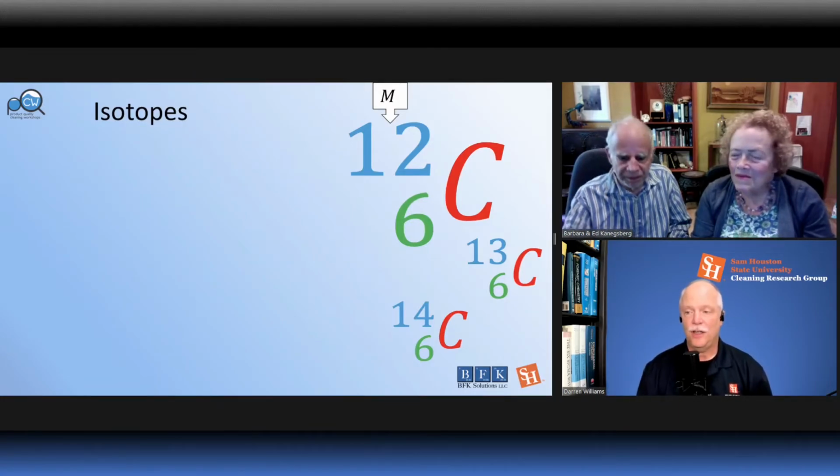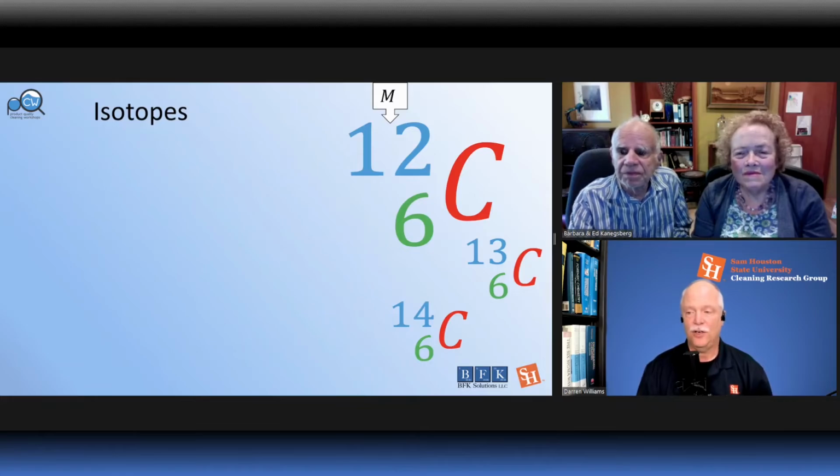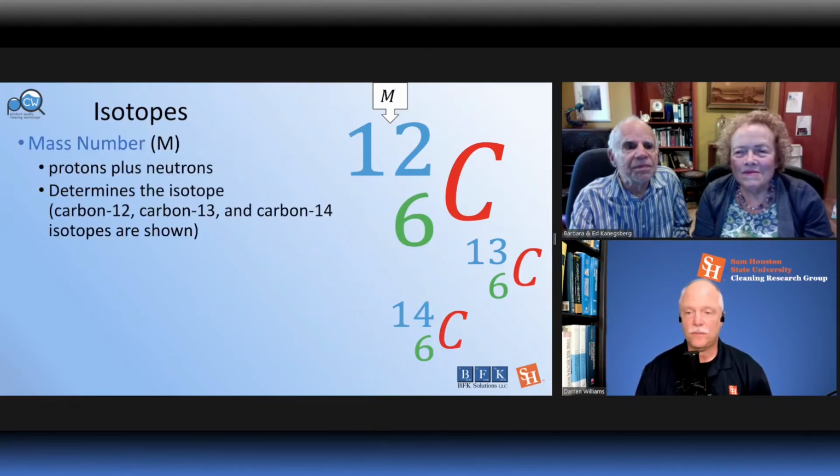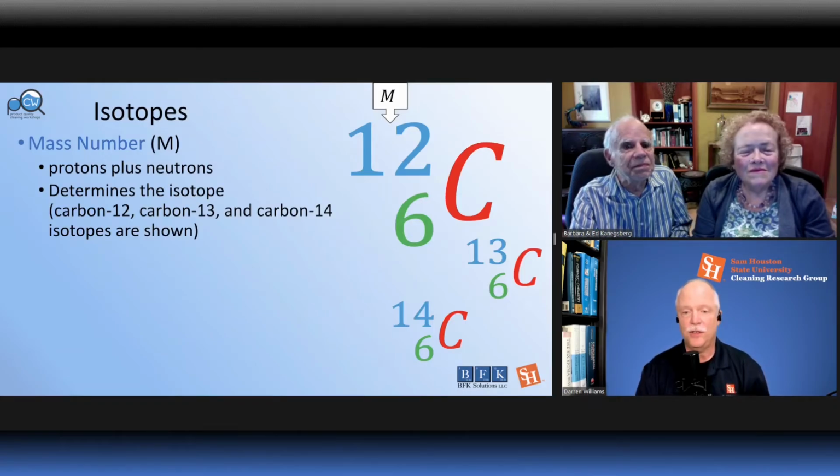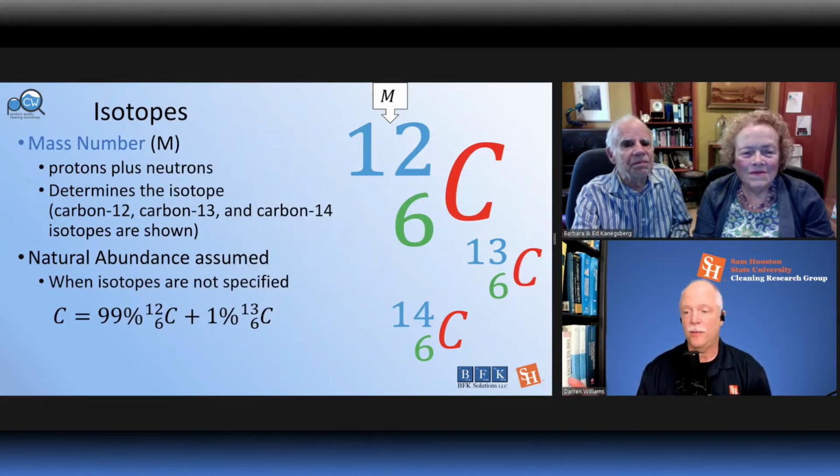And so here we're showing 3 different isotopes of carbon. And so they have different mass numbers because they have different numbers of neutrons, but they have the same number of protons. That's what makes them carbon. And so we would call this top one carbon 12 and carbon 13 and carbon 14.